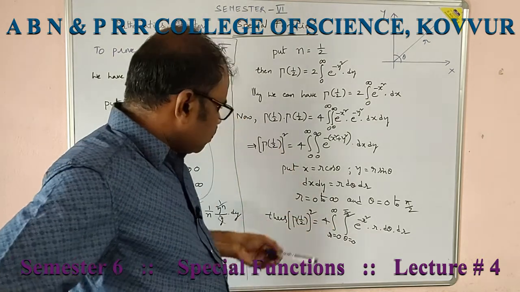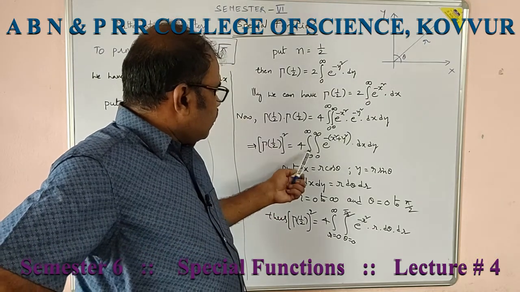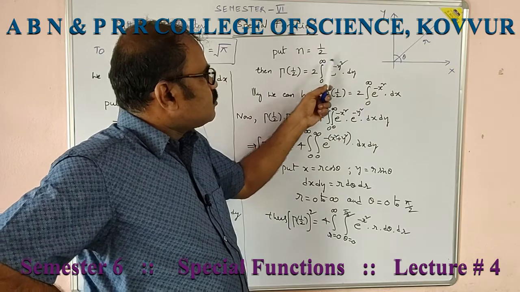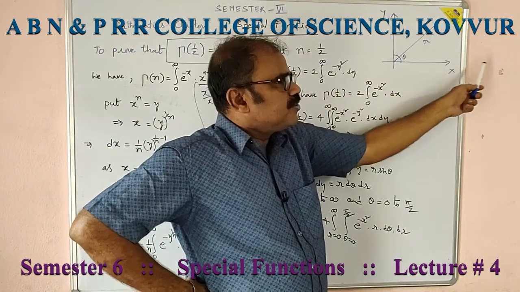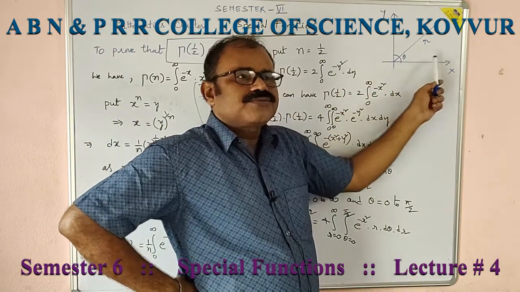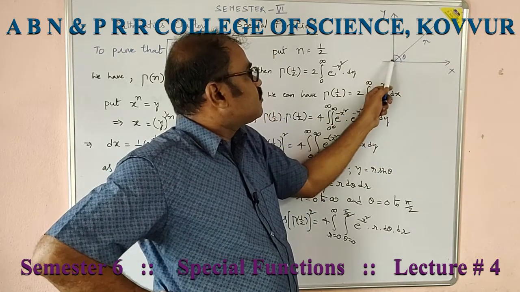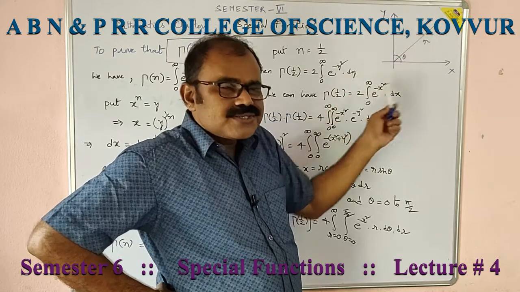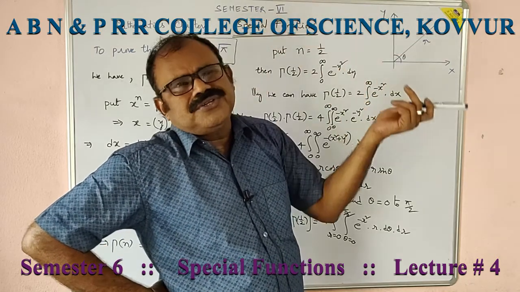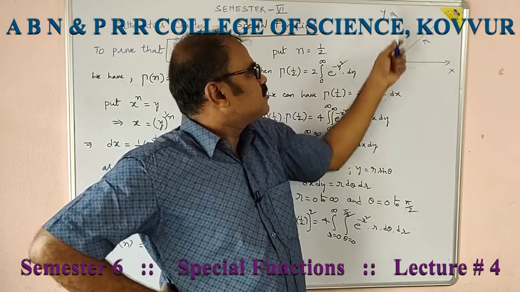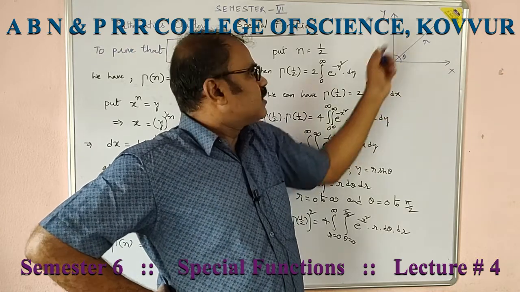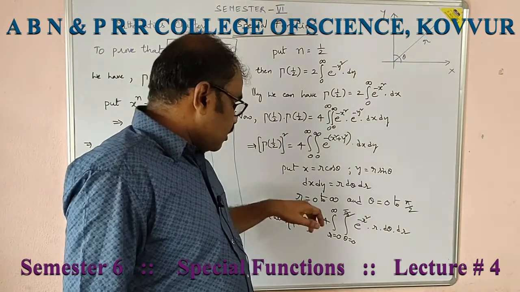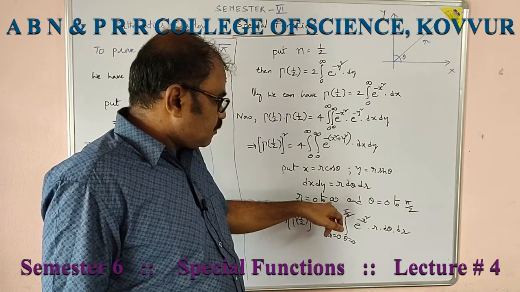Limits. What about the limits? Here x is from 0 to infinity and y is also from 0 to infinity. 0 starts here. This is the radius for the circle. Therefore, r is also from 0 to infinity.